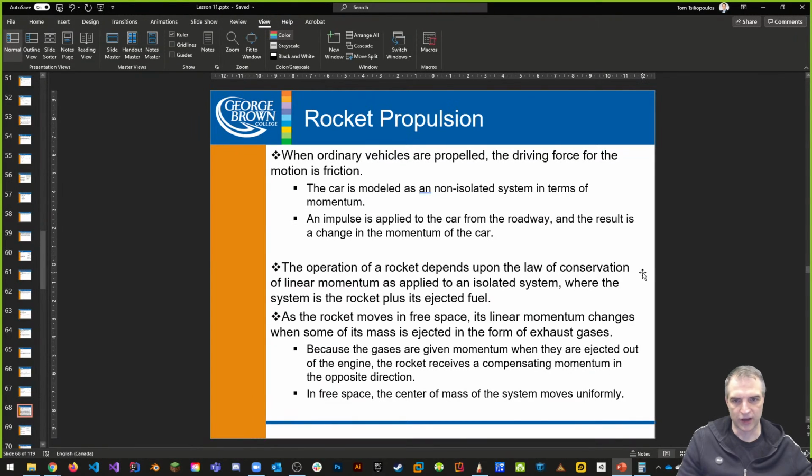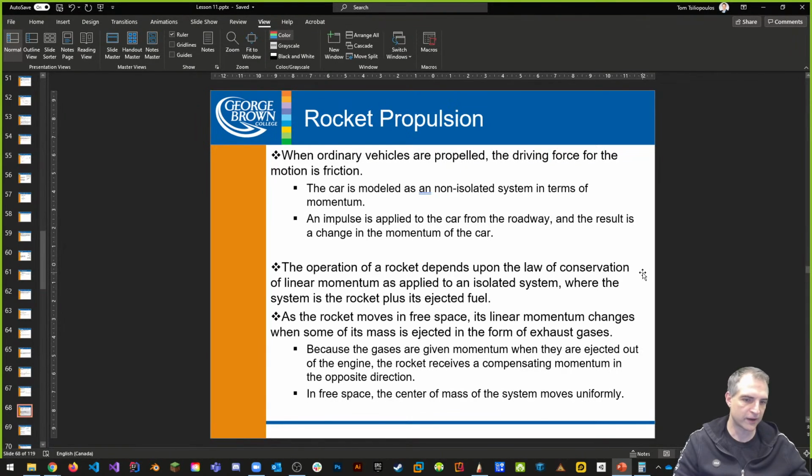Again, these are all extra topics that we can talk about. Rocket propulsion, right? When an ordinary vehicle is propelled, the driving force of the motion is friction. Why? Because I'm using the car to push the road away. That's what's happening, right? But the operation of a rocket depends on the law of conservation of linear momentum as applied to an isolated system, where the system is the rocket plus its ejected fuel.